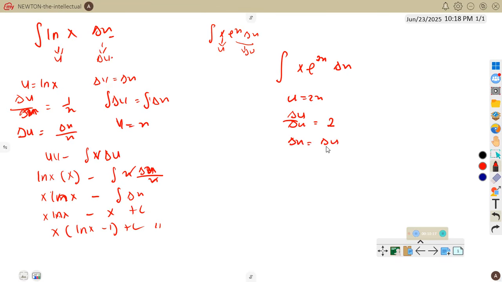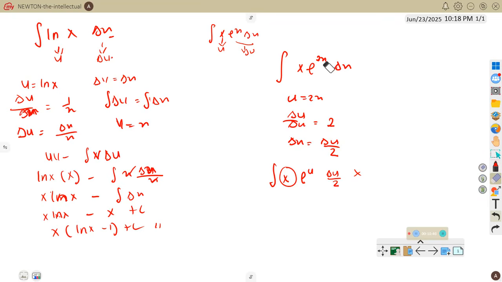So you have du over 2. Now if you try to put it back, where you have the integral of x times e to the power of u, then du over 2, it still does not work because of this x that is here. So you cannot substitute this. It does not work, right? So that's how you know if substitution will not work.